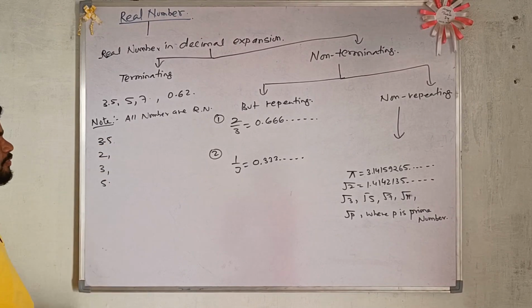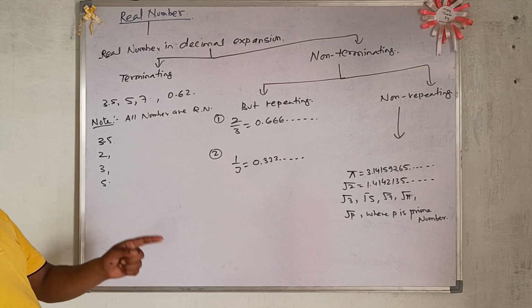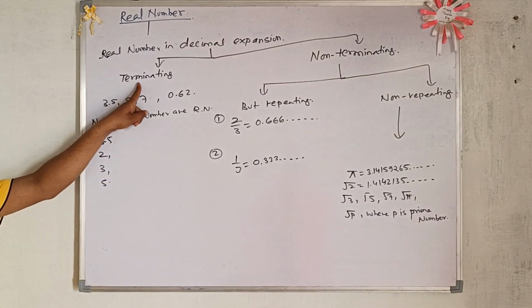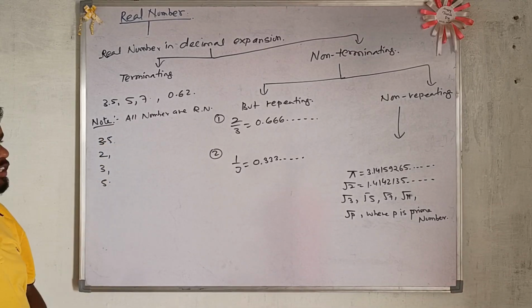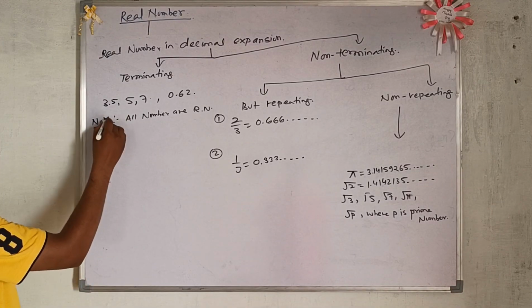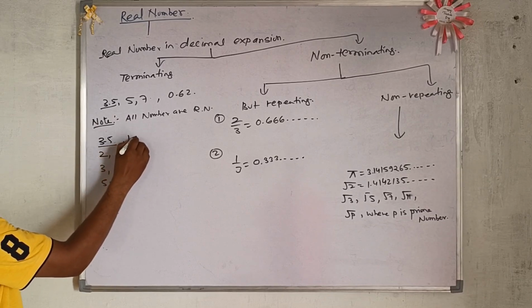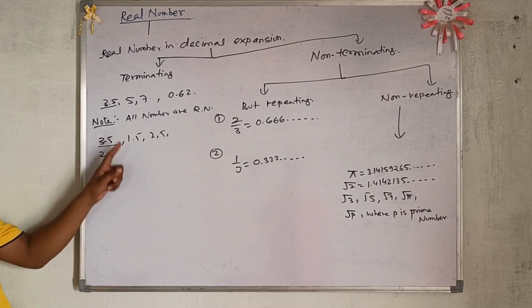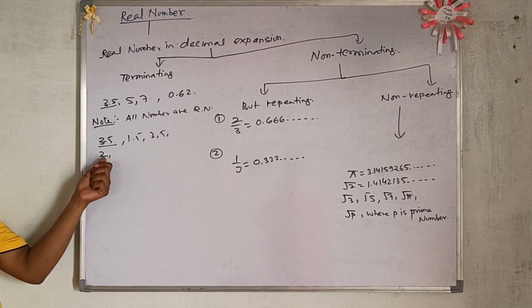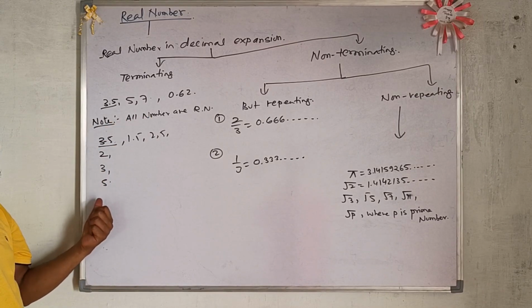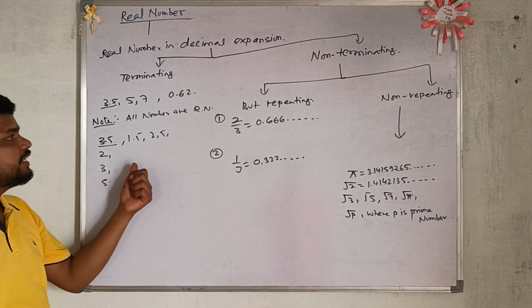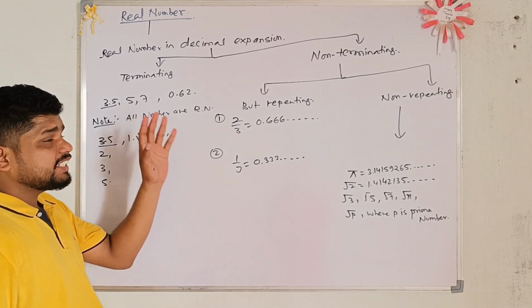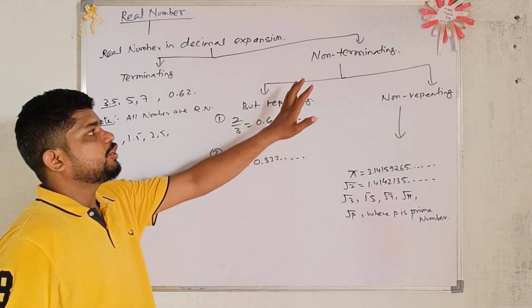What I want to say is that if the decimal expression of any number is terminating, then it is always called a rational number. So 3.5, 1.5, 2.5 or any decimal which is terminating is known as a rational number. All the numbers 2, 3, 5, 6 are also known as rational numbers. But for the second case, suppose the decimal expression of any number is non-terminating.